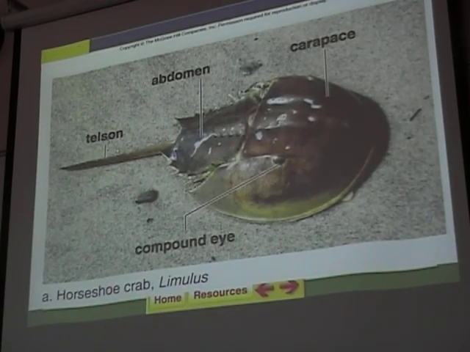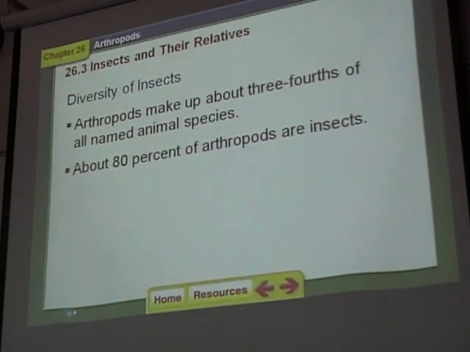The long thing that goes out the back is called the telson. There's the abdomen area. This area is called the carapace. Is that what killed that? No, that was a stingray. So the telson's not a stinger? It can be used for defense, I think, but I can't take it off and kill you with it.